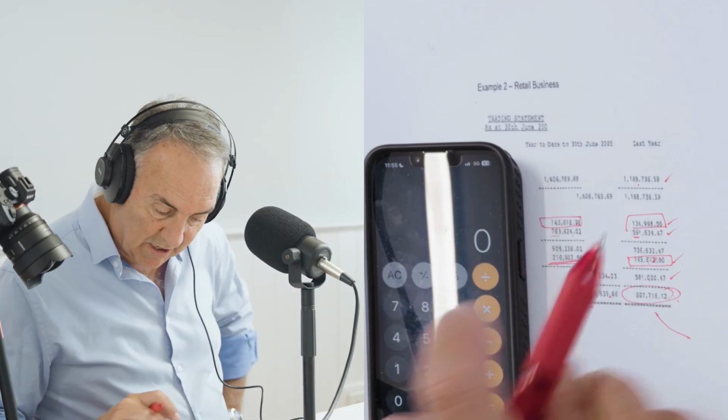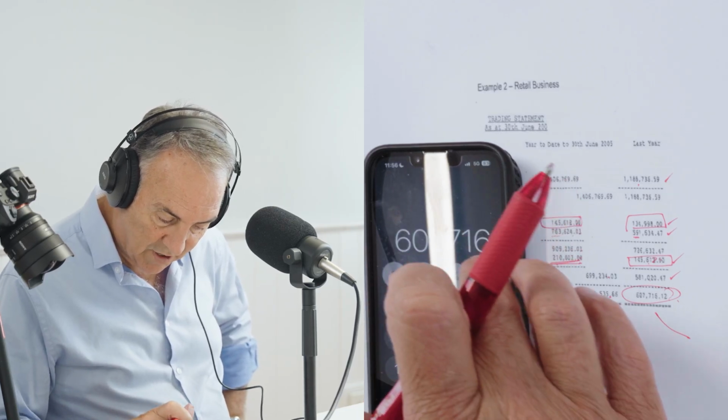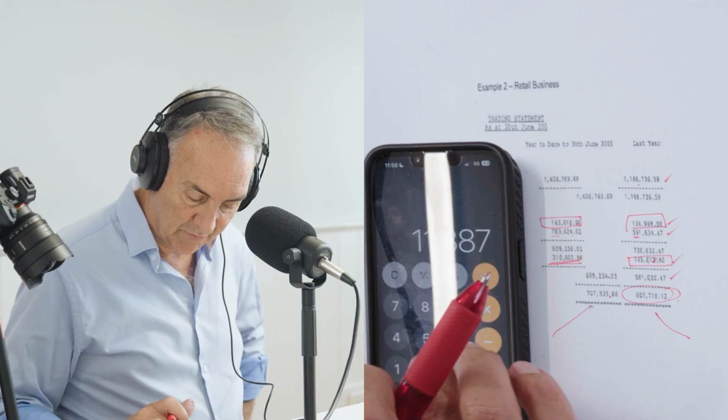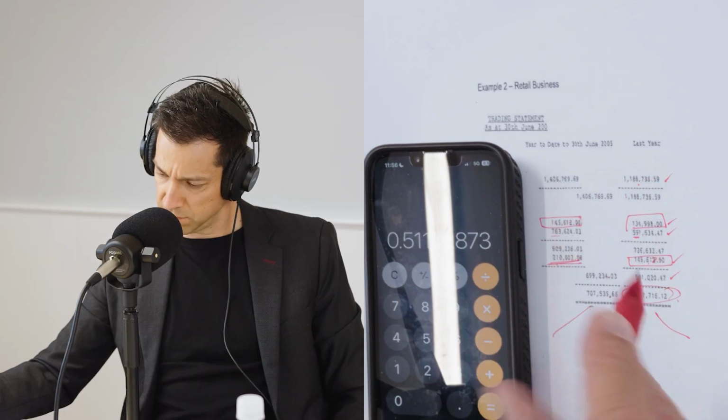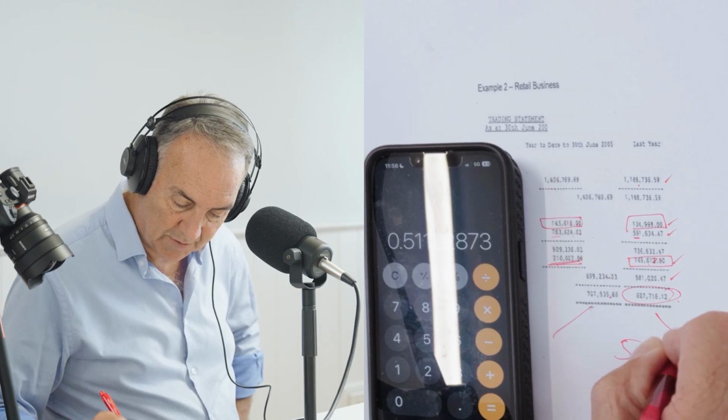So to calculate here, we're going to go 607,716 divided by 1,188,736, I think that says, equals 51.12% in the first year.